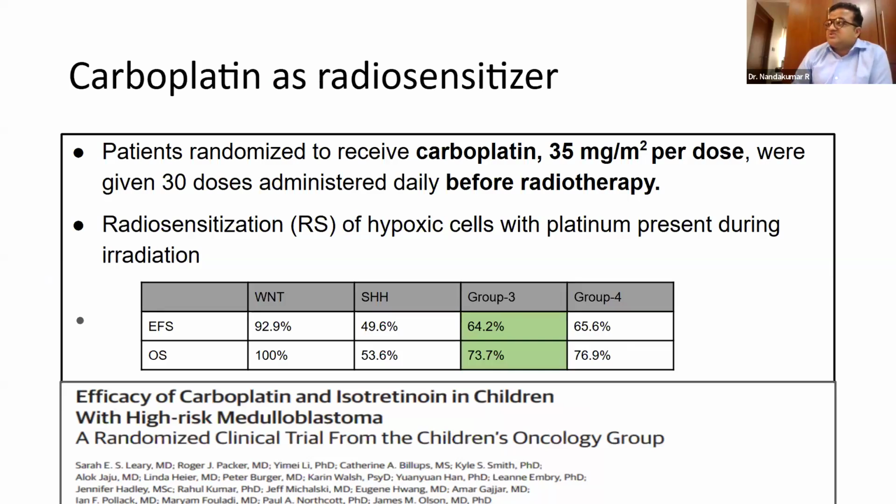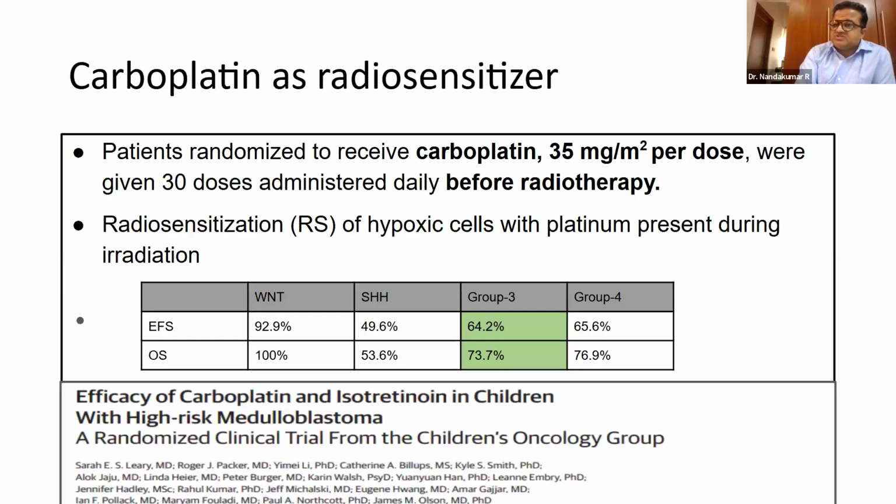Carboplatin, when used in medulloblastoma high-risk patients, it was found that in one particular subset, so medulloblastoma has 4 groups. That is the WNT, SHH, group 3, group 4. In group 3 patients, it was found that when carboplatin was administered before radiation, these patients had a survival or an event-free survival advantage. So this is the principle of using carboplatin as a radiosensitizer in treating high-risk medulloblastoma, only group 3. Other groups, it did not show any effect.